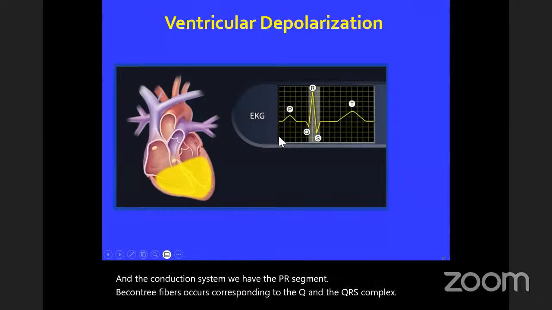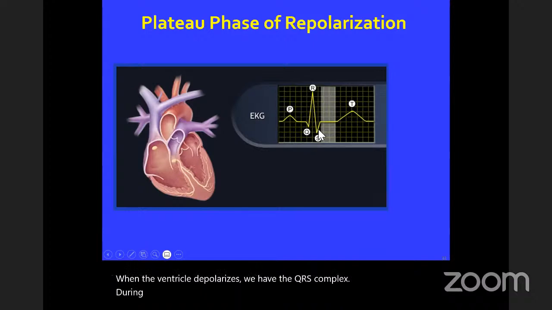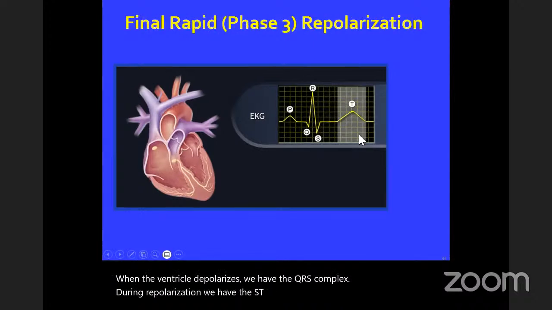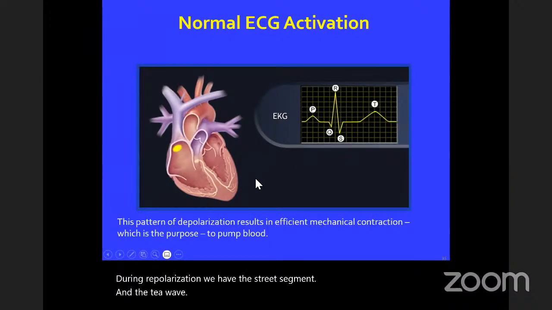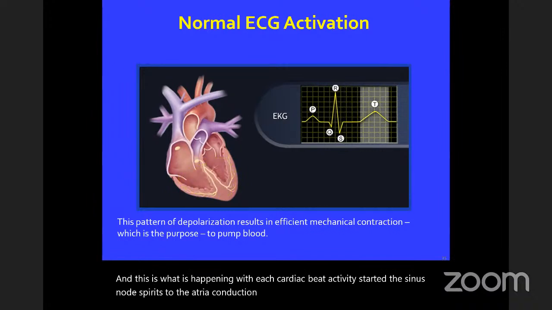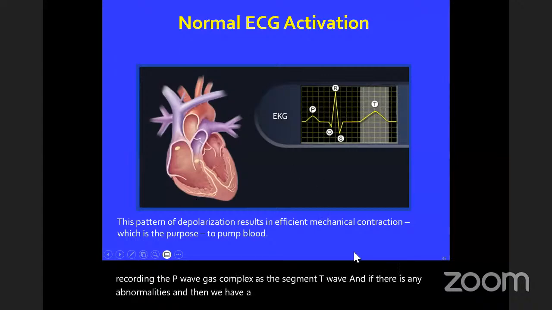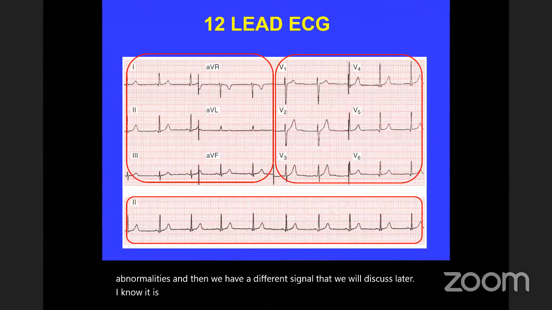When the ventricle depolarizes, we have the QRS complex. During repolarization, we have the ST segment and the T wave. And this is what is happening with each cardiac beat. Activity starts from the sinus node, spreads to the atria, the conduction system, and the ventricle. And we are continuously recording the P wave, QRS complex, ST segment, and T wave. If there are any abnormalities, then we will have a different signal that we will discuss later. I know it is very basic, but it is just a reminder for you with the 12-lead ECG.